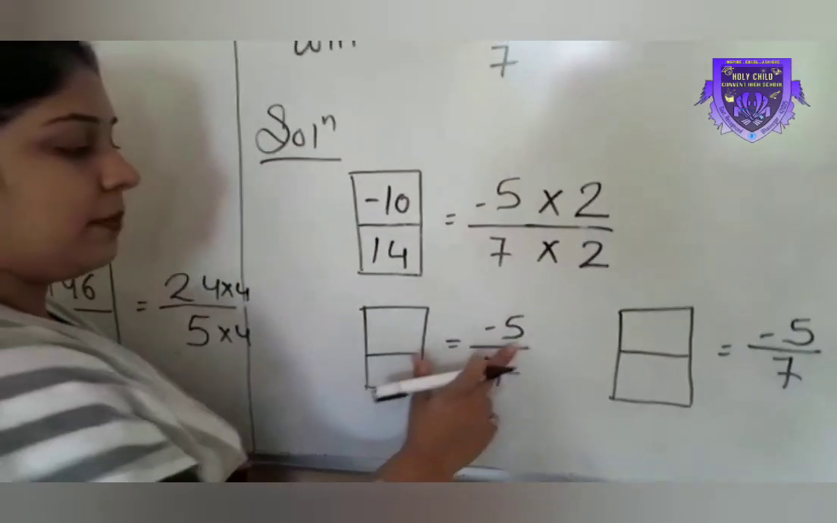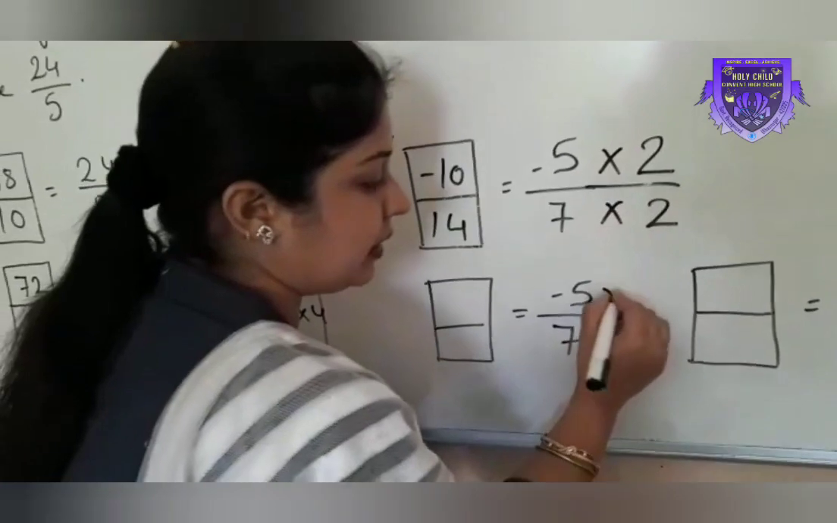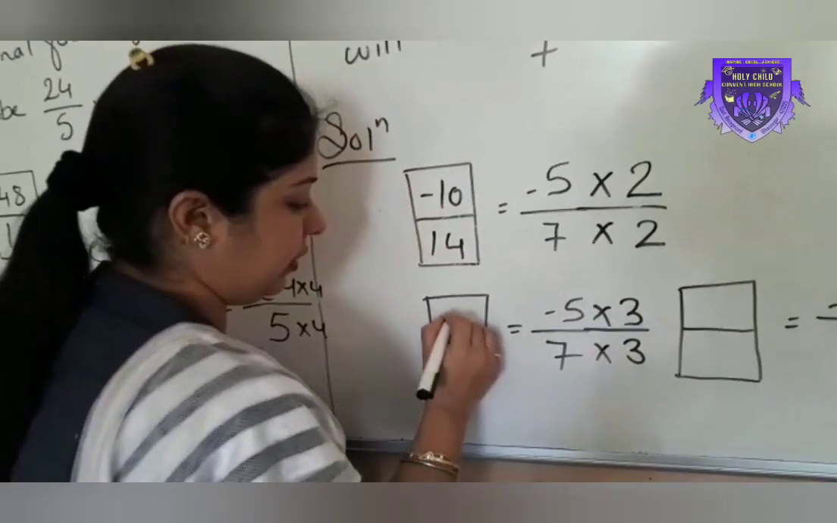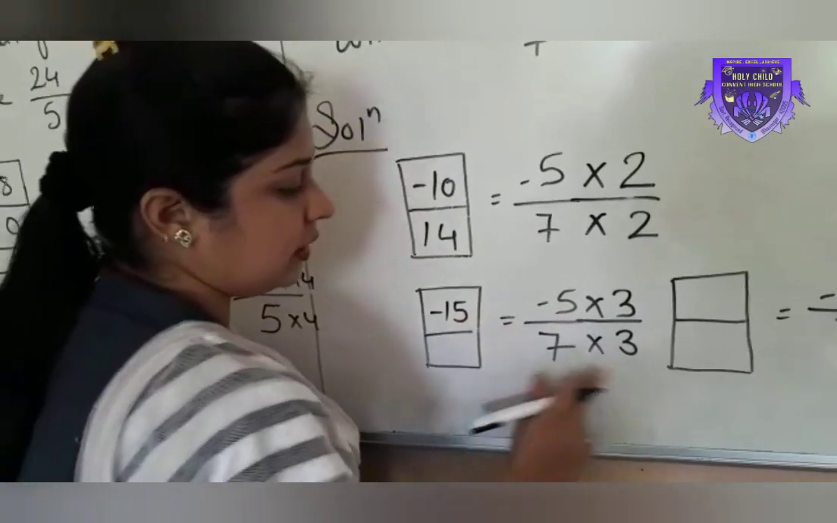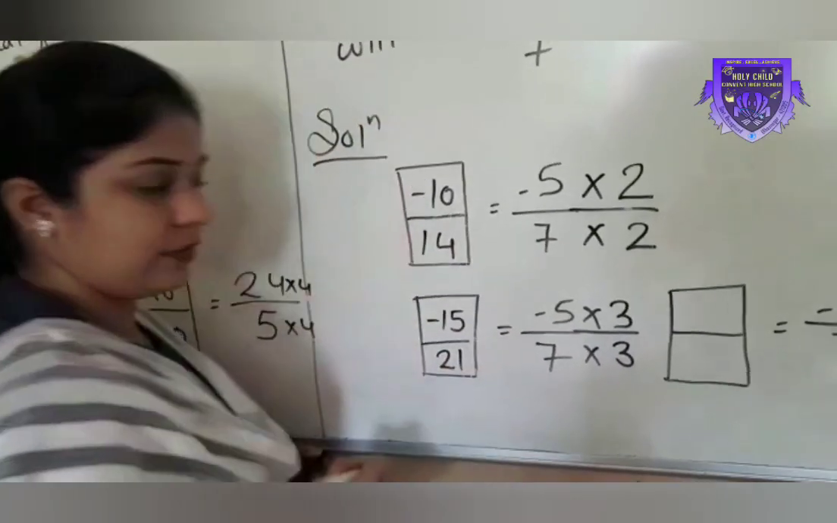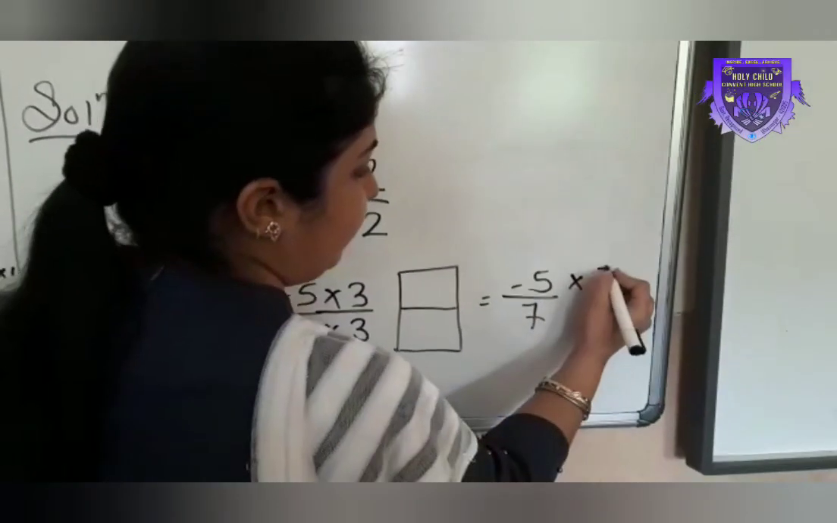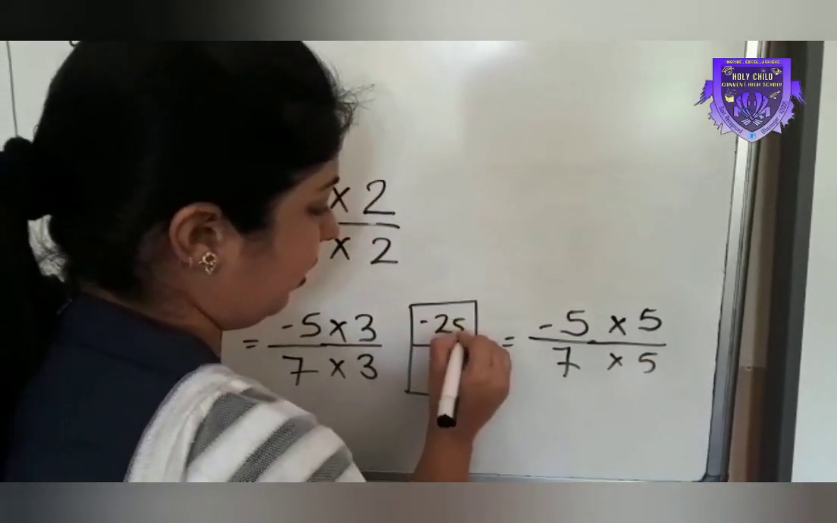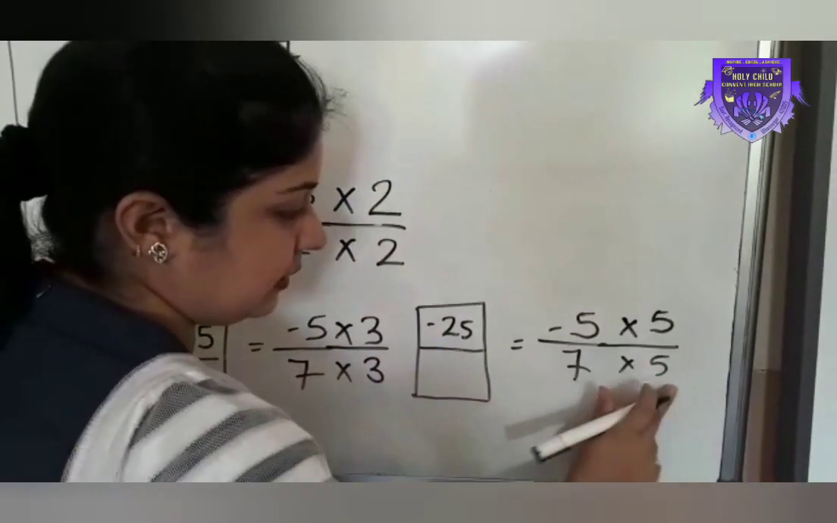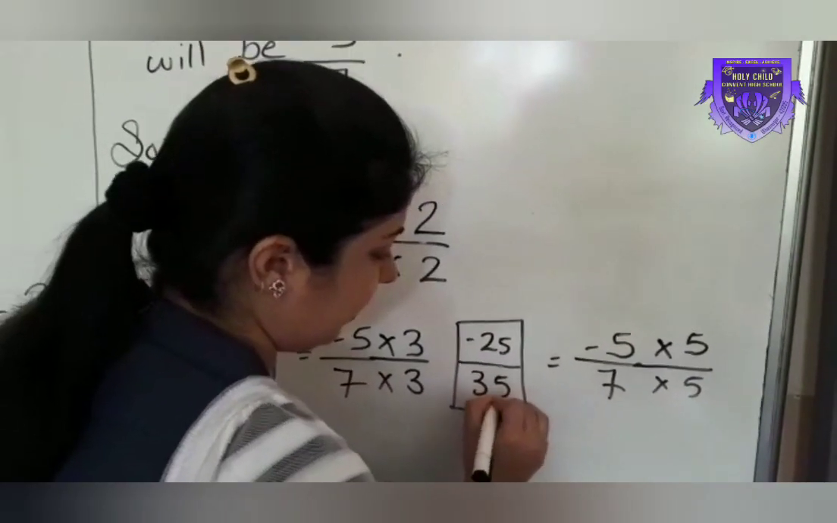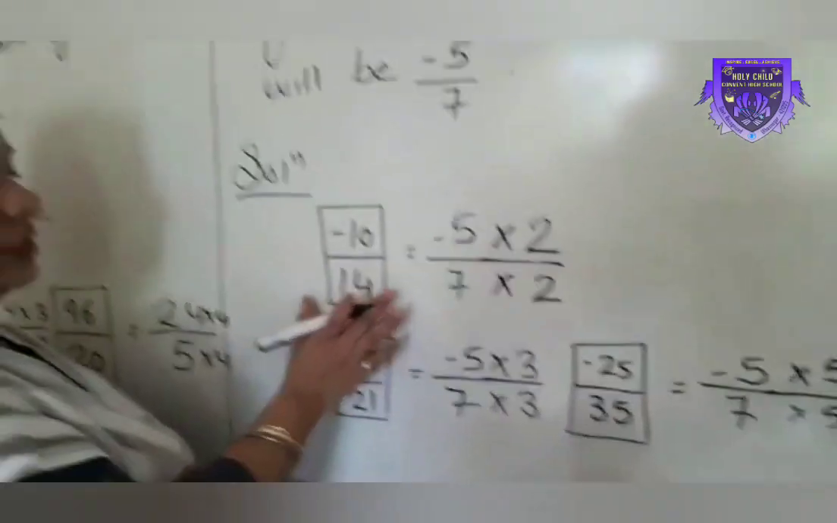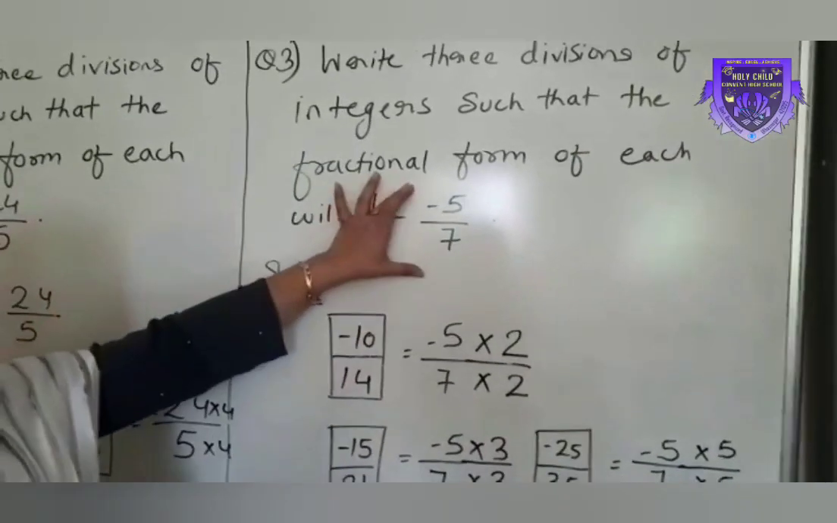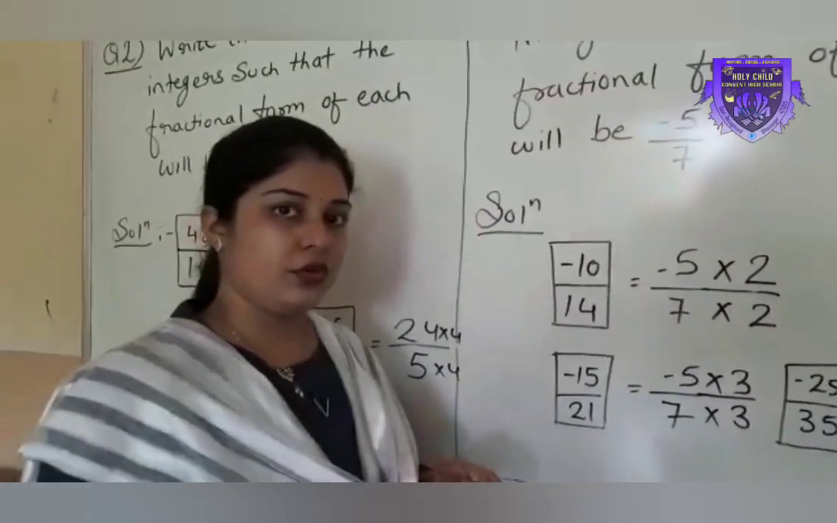Second pair, -7 upon 5 should be multiplied again with 3. 7 threes are 21. Here we will write -21. 5 threes are 15. Then take 5. Okay. 7 fives are 35. So here we will write -35. 5 fives are 25. So in this question these three are the pairs from which we are getting the answer -7 upon 5. Understood?